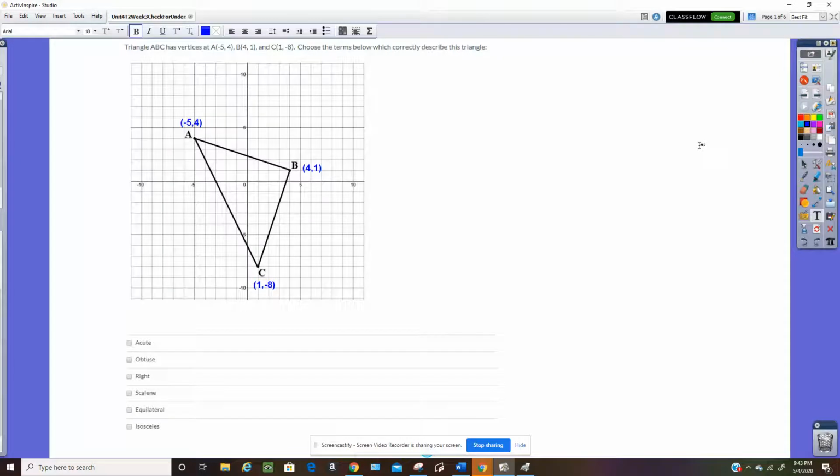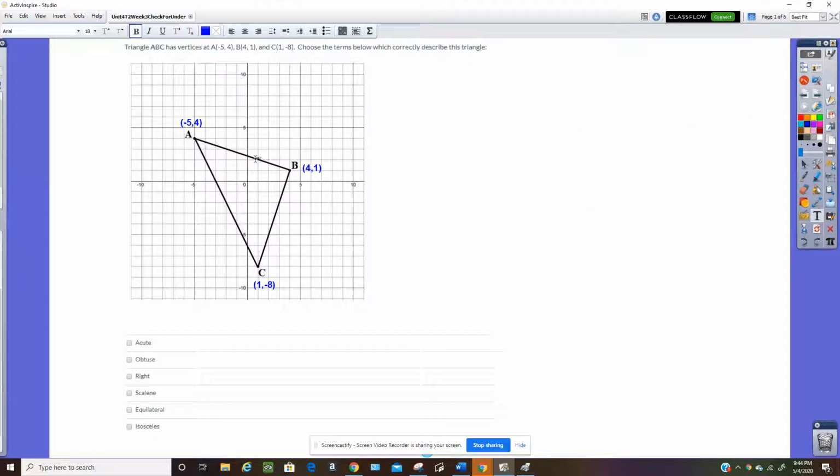There are going to be two answers here. You're going to have to classify this by sides and by angles. By angles, the top three answers are acute, obtuse, or right, and then the sides: scalene, equilateral, or isosceles. You're going to choose one of these three answers by angles, and then one of these three answers by sides. So that's the hint for the first one.